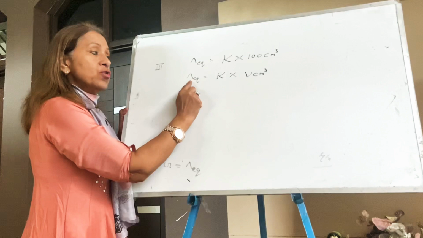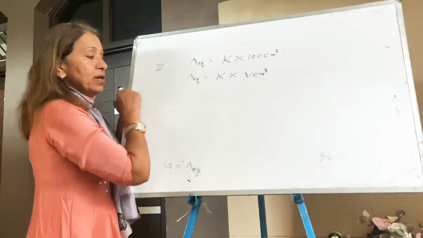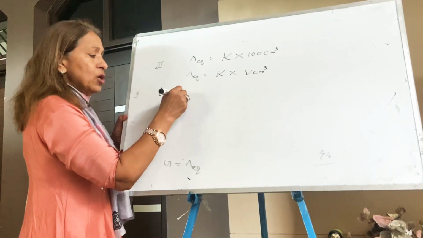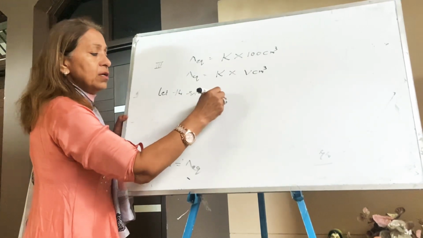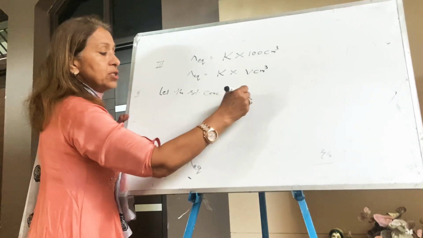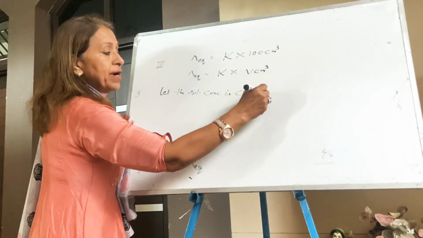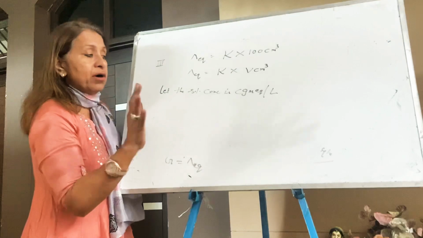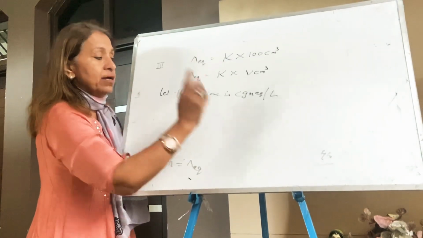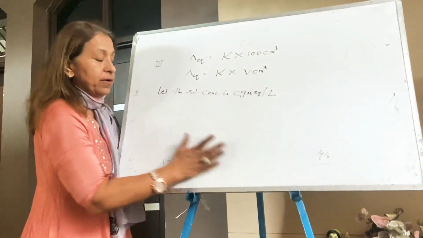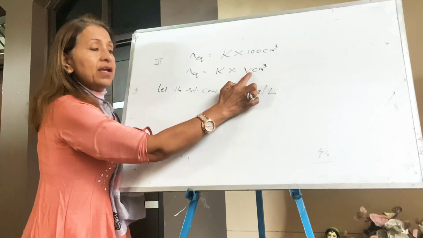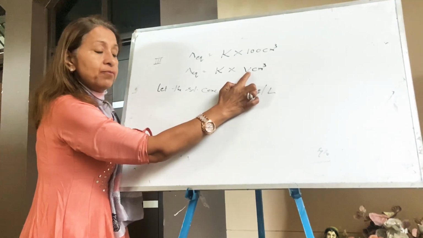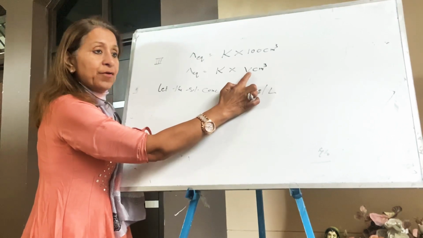And so this is equal to this. Okay. So V, now again write let. Let the solution concentration be C gram equivalent per liter. Let your solution concentration not be 1 gram equivalent, but some other value. You write C gram equivalent per liter. But here you will fill only the volume of the solution which contains 1 gram equivalent of electrolyte.